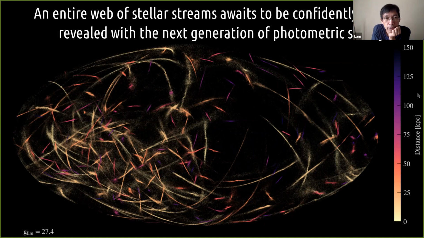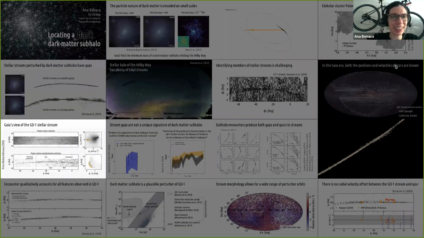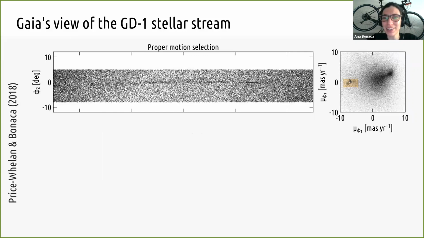Can you give us an idea, currently with Gaia, what is the precision in velocity in the proper motion? Oh gosh, it depends a lot. It depends on distance, right? So I can show here. The proper motion box that we selected was about 4 milliarcseconds per year wide. I think that would be about 10 kilometers a second at the distance of GD-1.